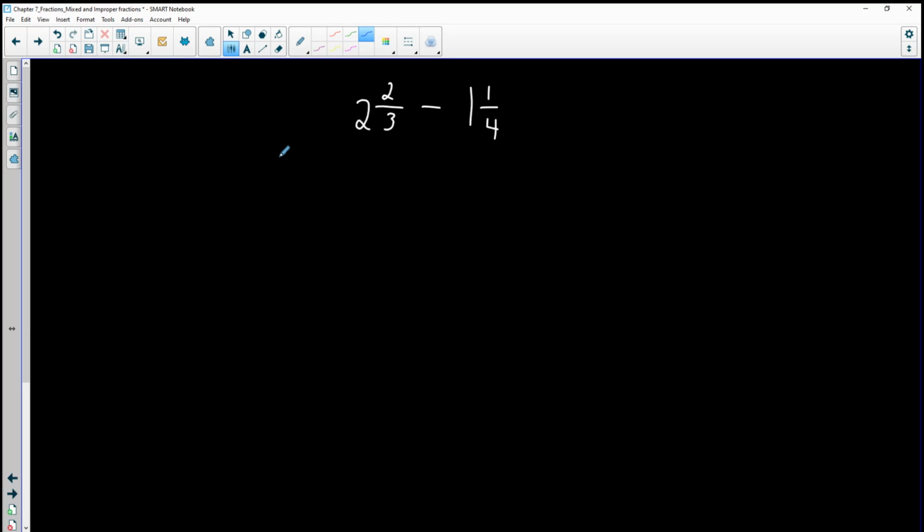Hey, grade sevens, we're going to be subtracting mixed numbers today. All right, so if you take a look, we've got two mixed numbers, 2 and 2/3 subtract 1 and 1/4.